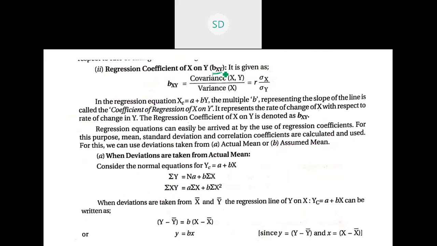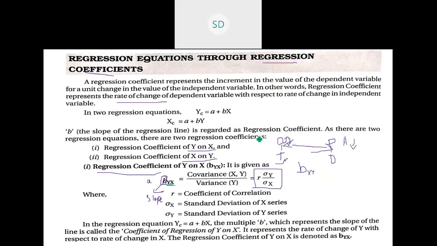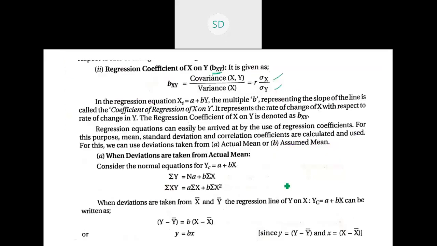Again here the formula remains the same. Covariance x comma y divided by variance. But here first you will have x and then you will have y, whereas previously, first you had y and then you had x. It is something like a priority basis. Again, using all this, we will be calculating the regression coefficients.